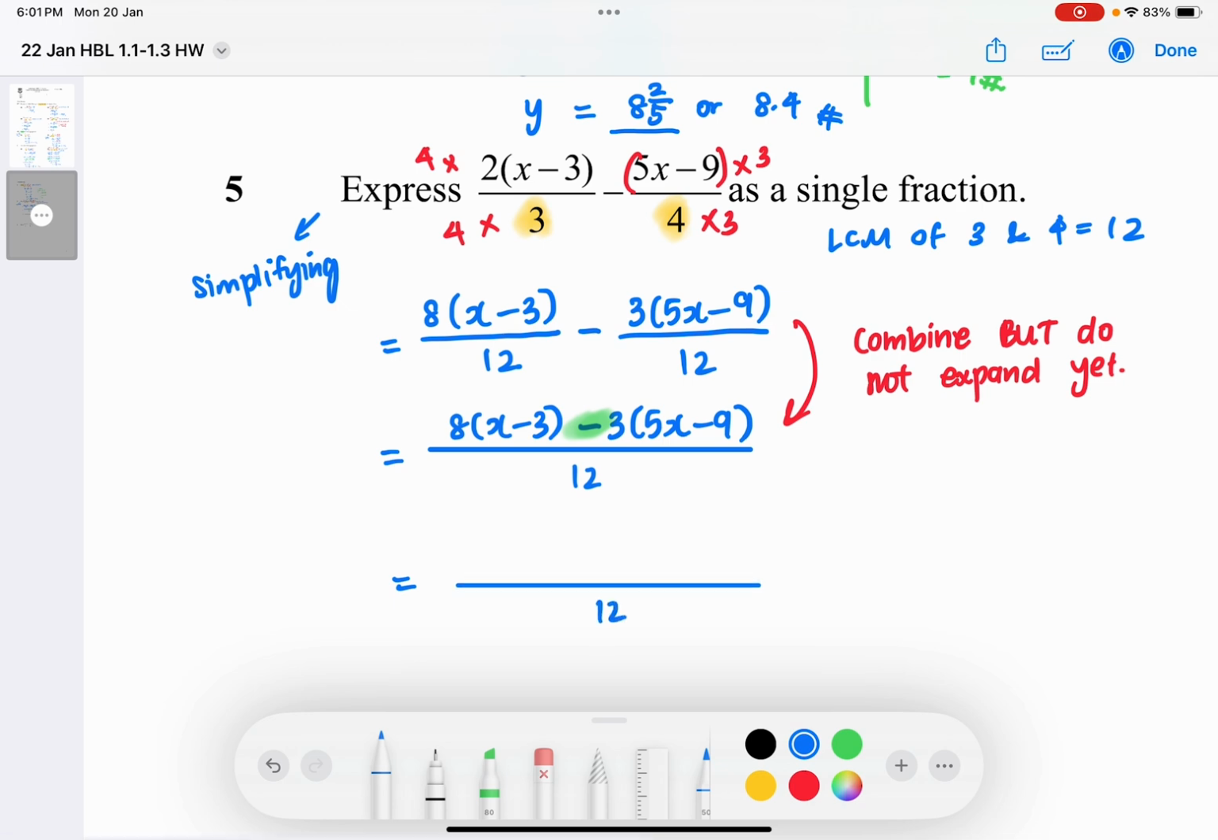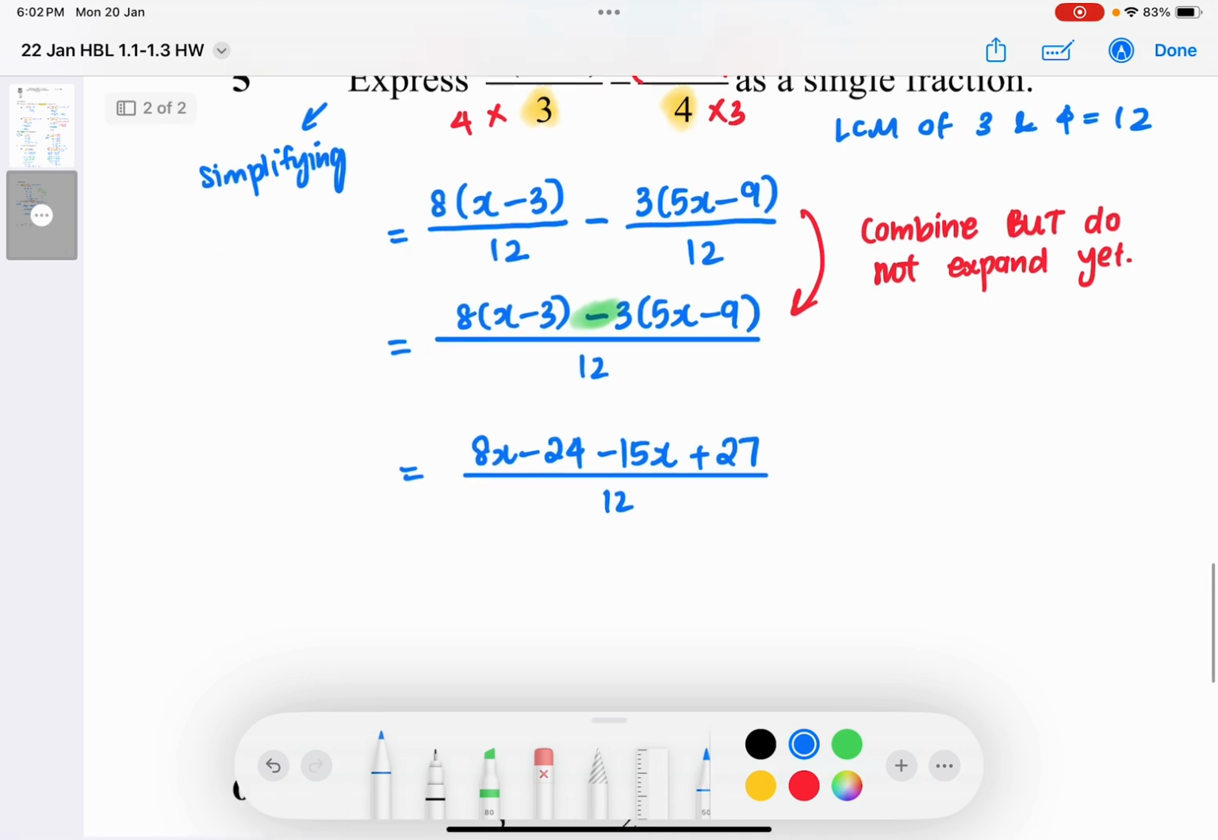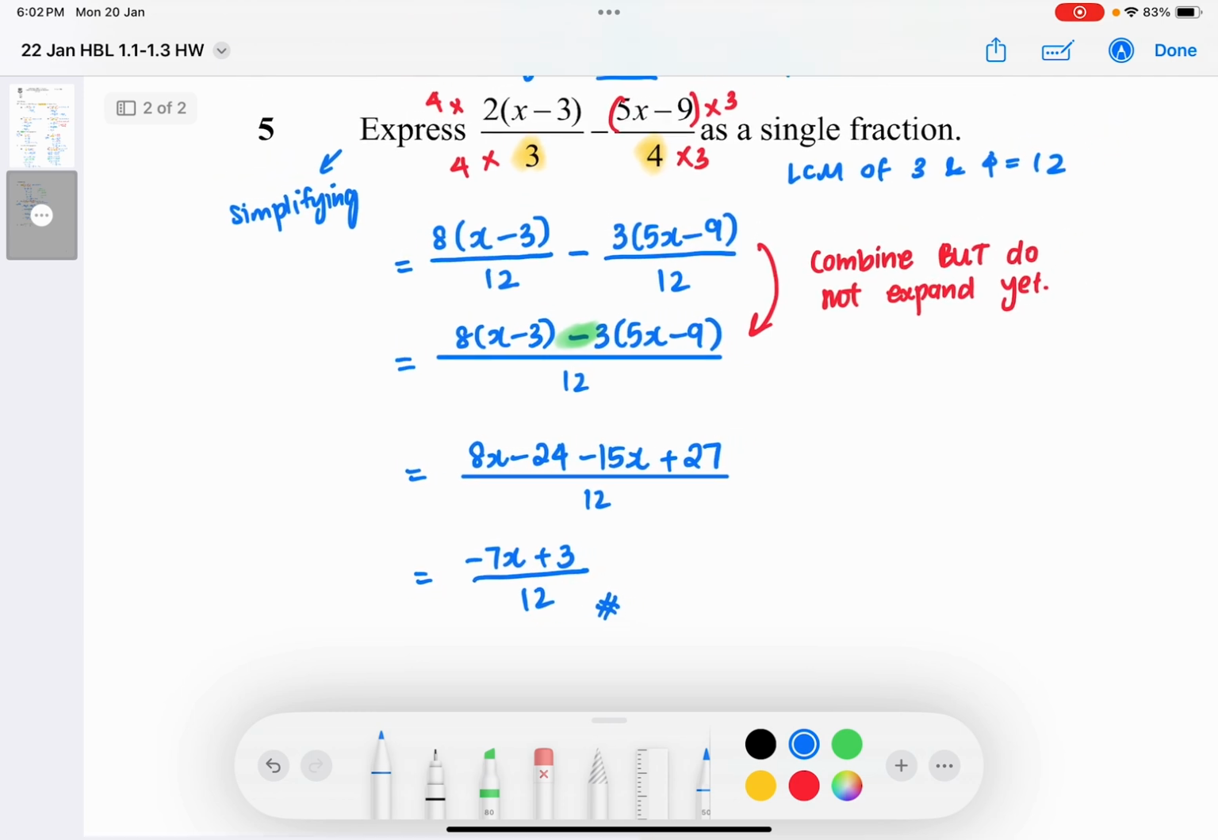So the first bracket, 8 bracket x minus 3, 8 times x, that is 8x. 8 times negative 3, that is negative 24. Now negative 3 times 5x, which is negative 15x. Negative 3 times negative 9, that is positive 27. So now we can simplify the like terms. 8x minus 15x is negative 7x. Negative 24 plus 27 is plus 3. Now there's no way I can further simplify anymore. This is our final answer. So this is the answer for question 5.